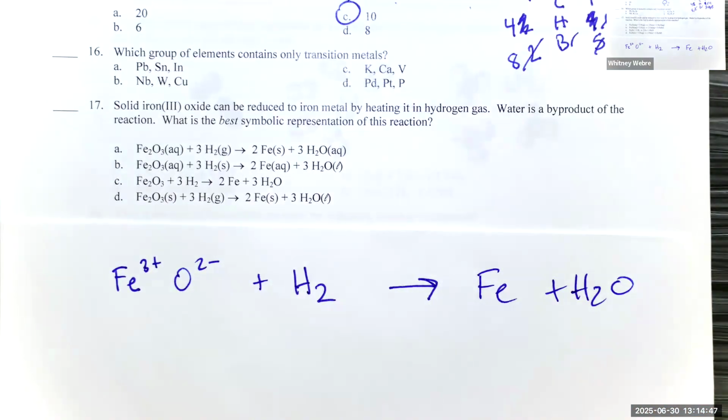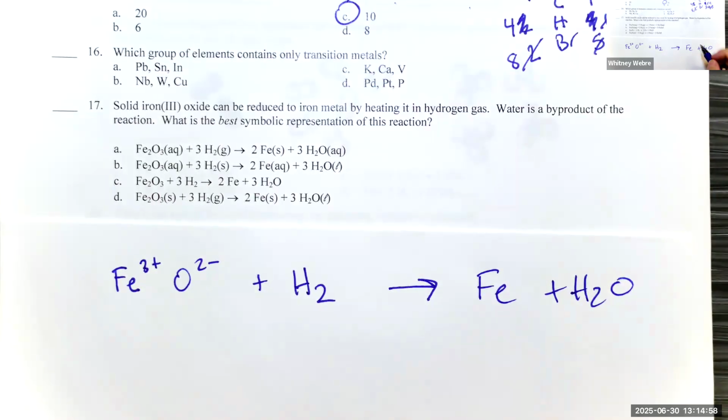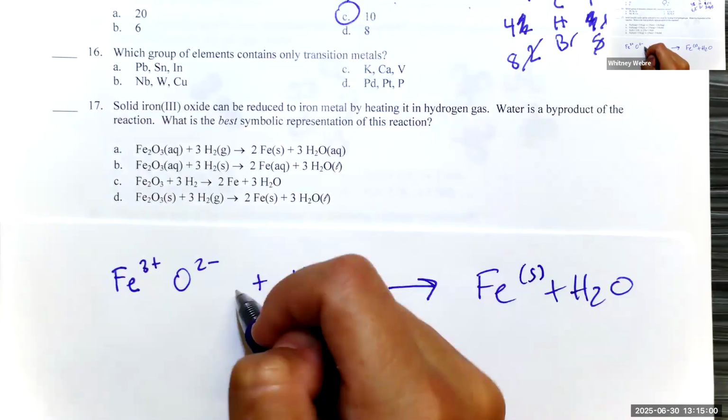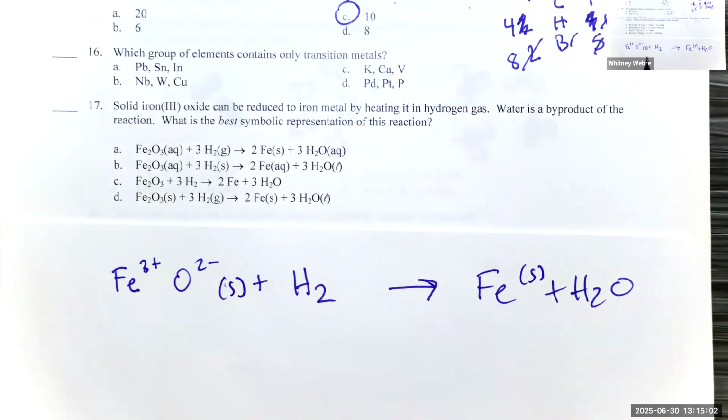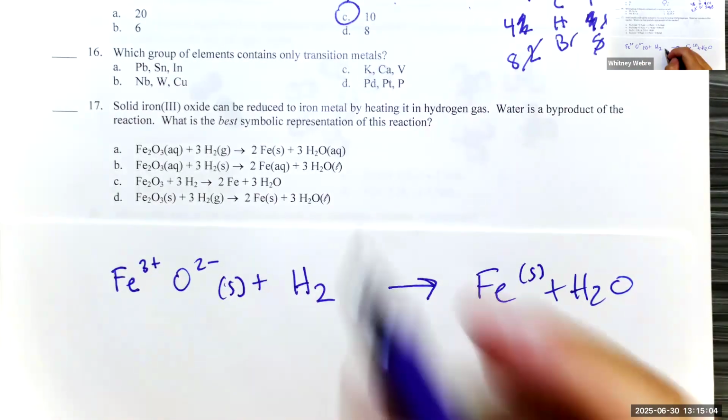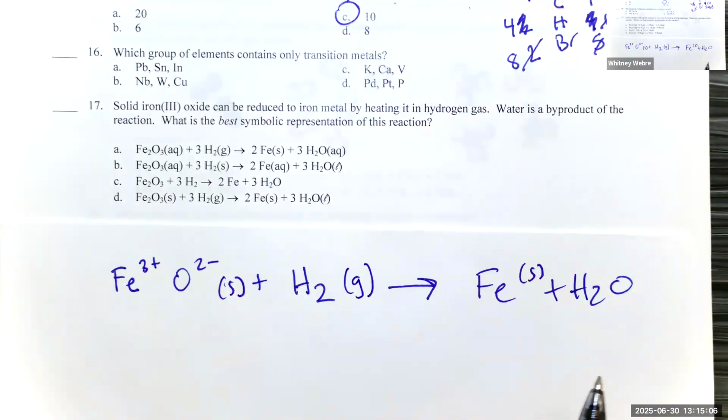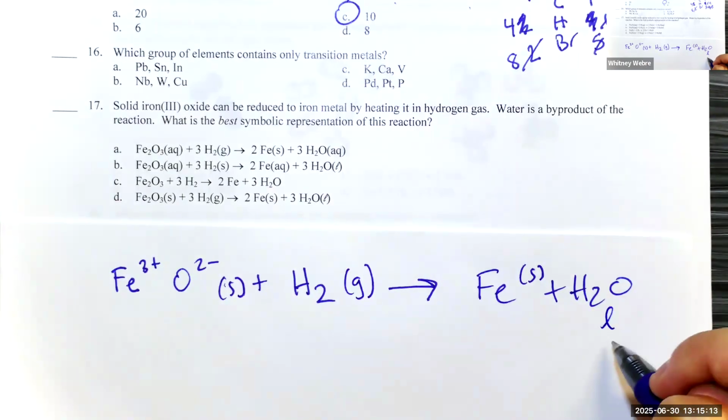So for this one, when I'm reading it, it says solid iron oxide can be reduced to iron. Just note that that just means that your product is going to be solid iron over here. If it says iron metal, you can assume that it's a solid. Hydrogen, this is going to be gas. And then water is a byproduct. I don't know if that water is a liquid, gas, but we'll see what happens.